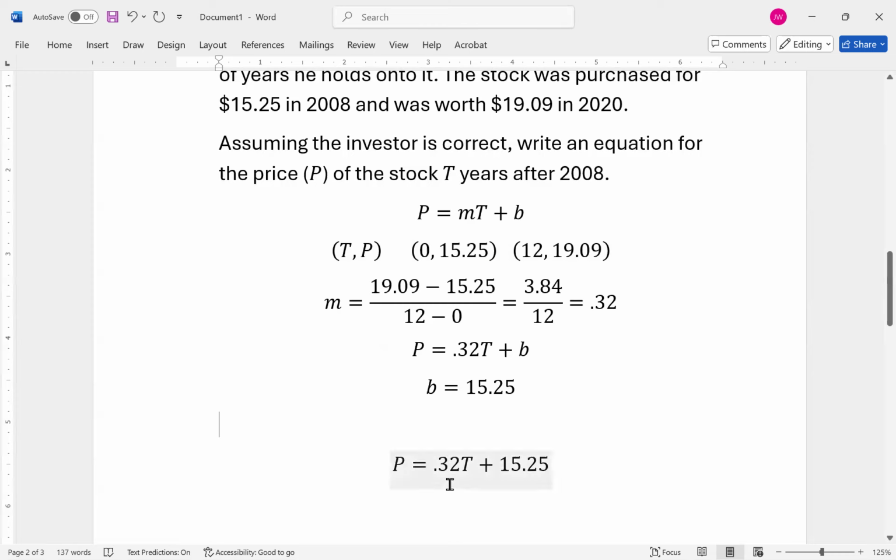And what this slope is essentially referencing is that every year the stock is growing, the price of the stock is growing by 32 cents. It started out at 15.25 and it's growing at a rate of about 32 cents per year.